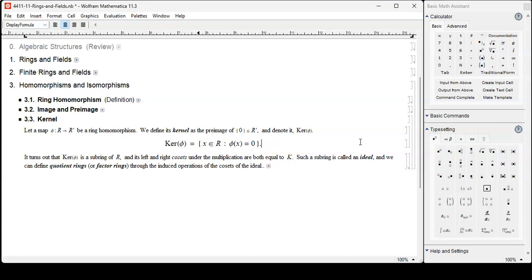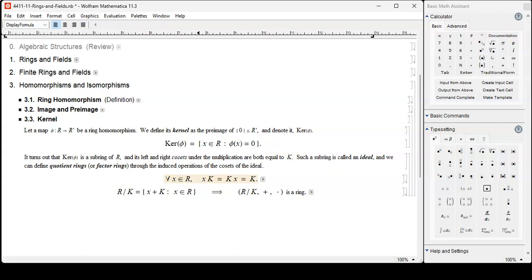And then it turns out the kernel is a subring of R. Yeah, that's pretty simple because it's a preimage of a trivial subring, so no problem there. But here are some interesting properties. Its left and right cosets under multiplication are both equal to K. You end up with this property. So xK or Kx are both equal to K.